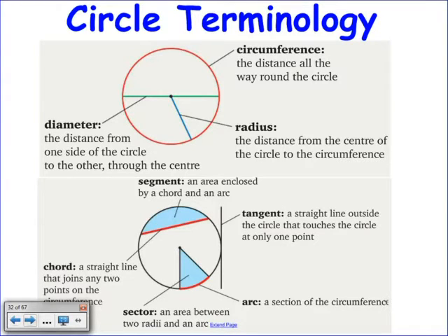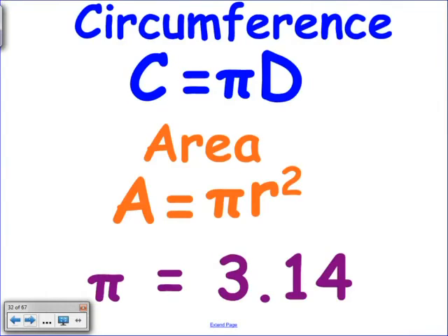A sector is like a piece of pie where it touches the edge of the circle from the centre. And an arc is the outside of the circle that relates to the sector. Okay? So there's some labels there that they might get you to do. In order to calculate things with circles, you have to know these 2 equations off the top of your head.